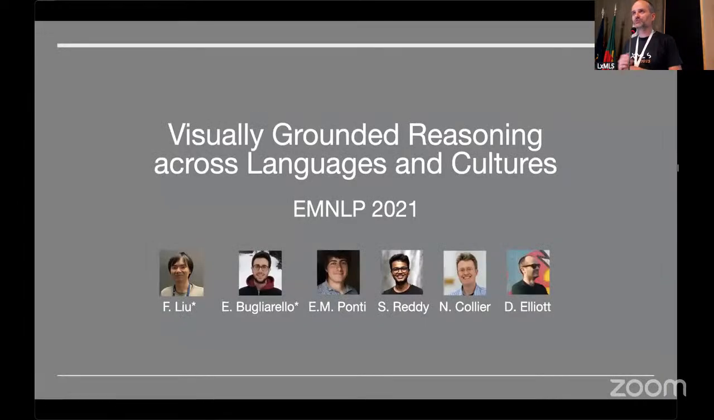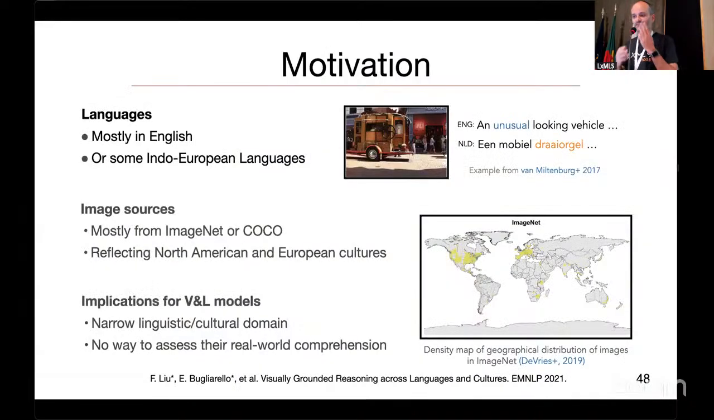And this was a project we presented at EMNLP in 2021, based on the understanding that most vision language data is in English or some Indo-European languages. And most of the images that people work with in vision language learning are collected from ImageNet or COCO, which reflect North American or European visual cultures, which gives us a really narrow domain over which we can make claims about how these models perform.